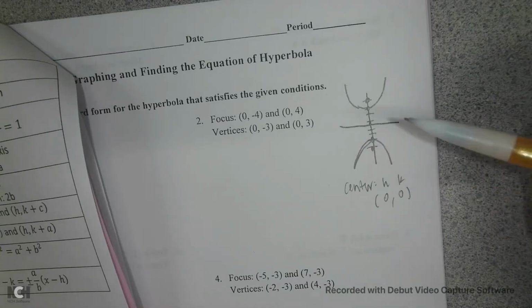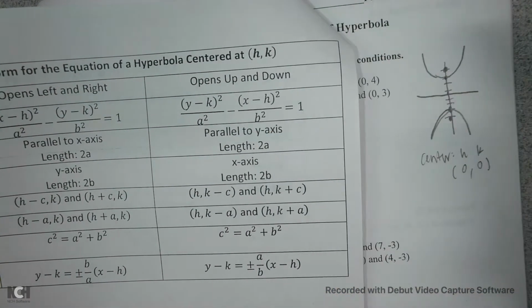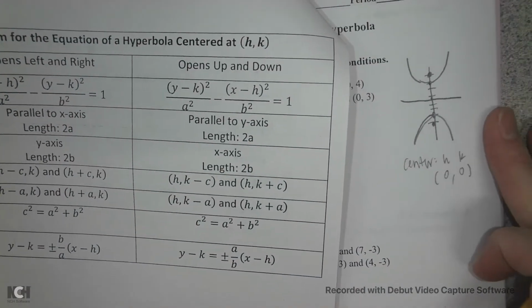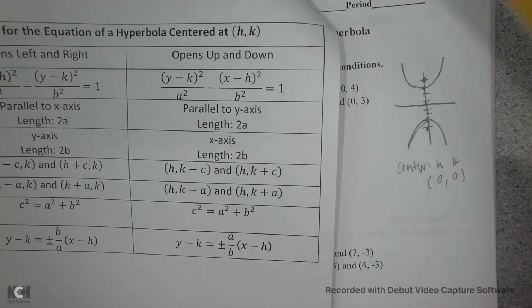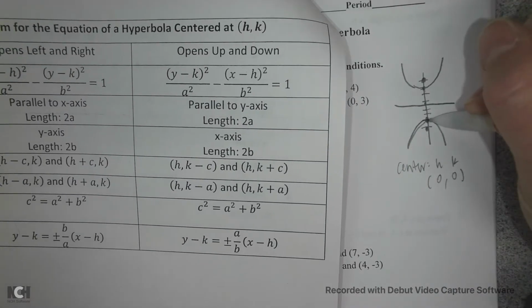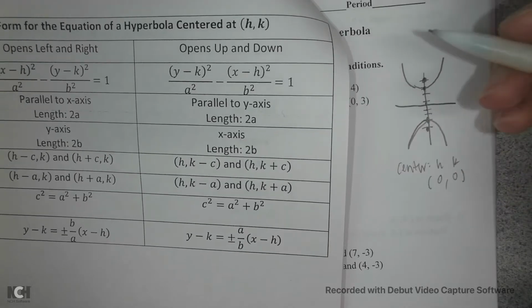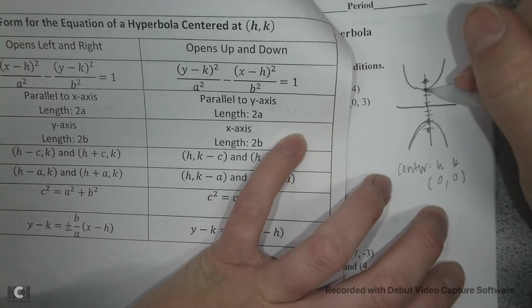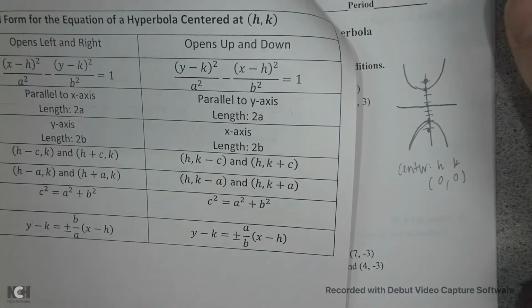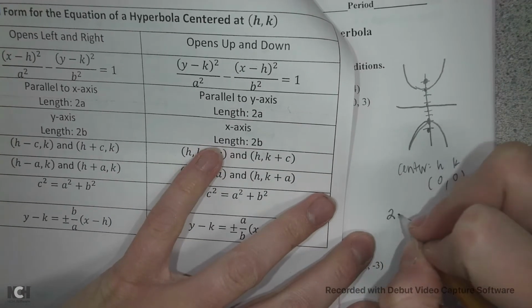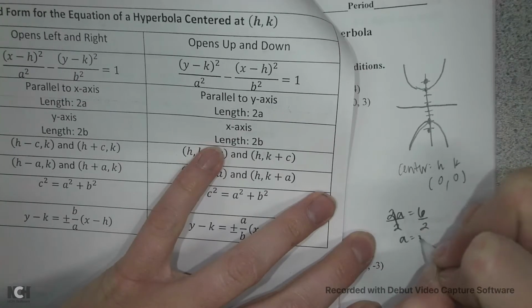Alright, so yesterday we talked about the 2a and the 2b and how that kind of works. Well, you need that more today. So I'm looking at the open up and open down. In between my two vertices is my 2a length, and that's my transverse axis, which is my larger axis. So I'm going to count how many I have here. 1, 2, 3, 4, 5, 6. So 2a is equal to 6, so that means that a is equal to 3.